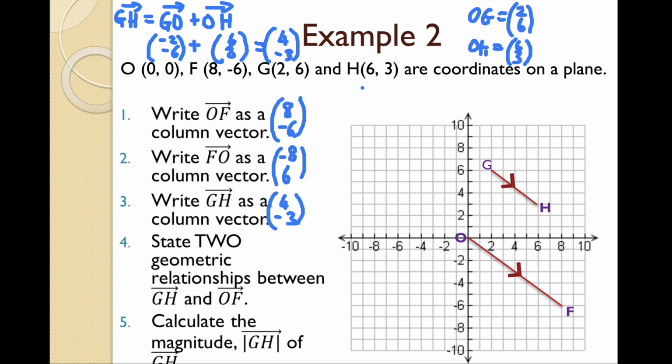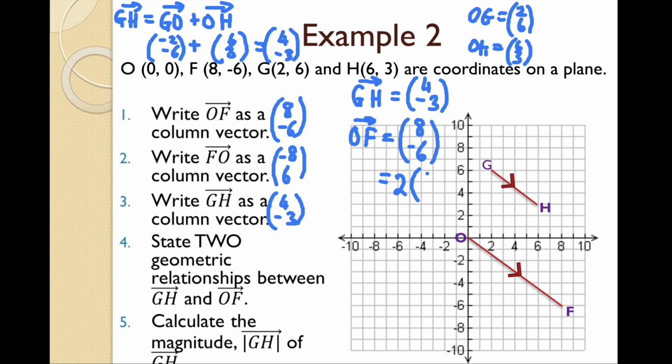So let's try to put it into this context now, because let's pretend we don't have our table here. This table is kind of like having training wheels, right? So we have 4 here, minus 3, okay? And we're comparing it to what? OF. And what is OF? OF is 8, negative 6, right? What do you notice when you look at this? Right, so that's like having a 2 outside here. Excellent. So that's like having a 2 outside here, then a 4 here, and a negative 3.